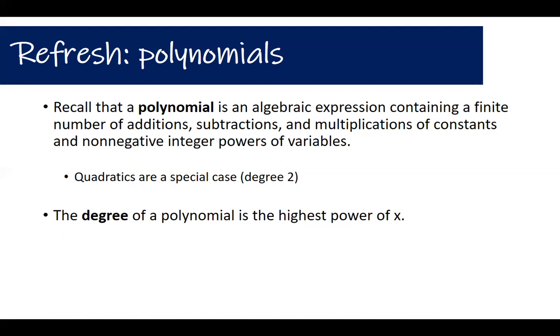Something to keep in mind here is it's not necessarily the first term. They don't necessarily have to be written in order. So if you had 5x plus 3x cubed, then 3 is still the degree, because x cubed is the highest value of x that we have.